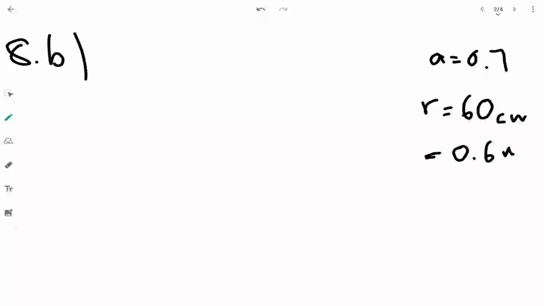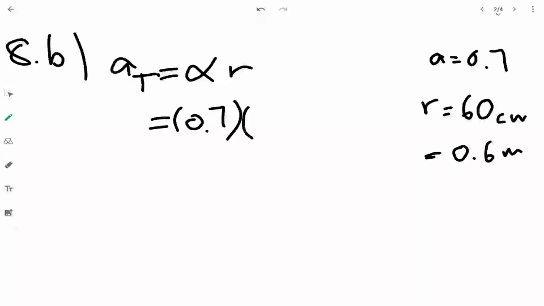So the formula is A tangential is equal to alpha times the radius. Alpha is 0.7, the radius is 0.6, and the tangential component of the acceleration is 0.42 meters per second squared.